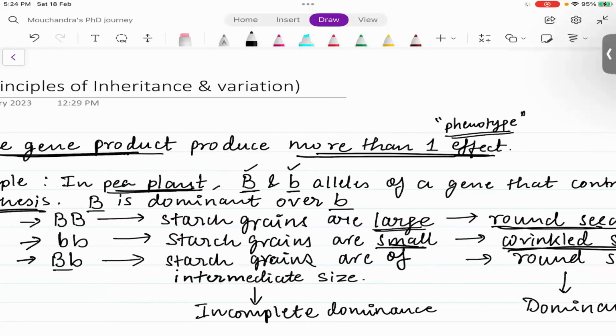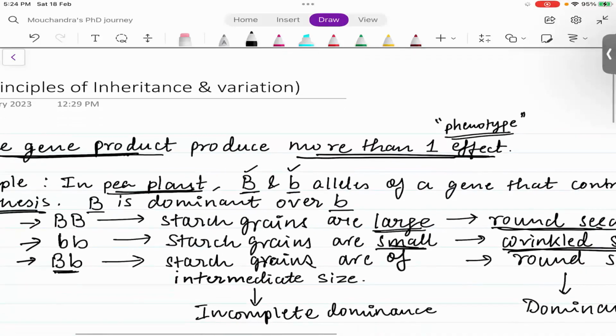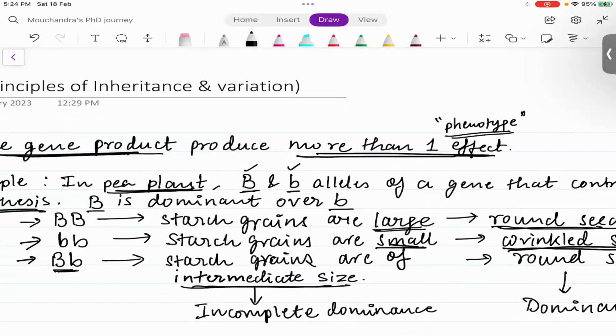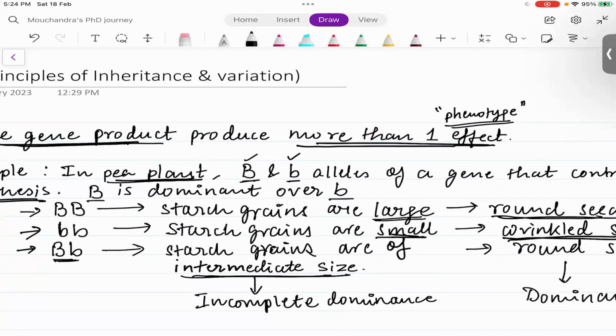But in the heterozygous state, we see that the starch grains are of intermediate size. It is also a phenotype, the size of the starch grain. So the size of the starch grain is not resembling either of the homozygous types. It is of in-between size. So incomplete dominance is happening for this particular phenotype.